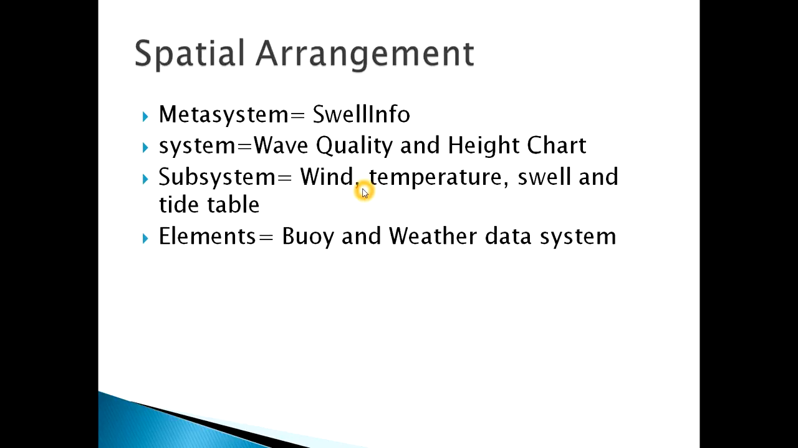SwellInfo is a hierarchical system. The metasystem is SwellInfo itself. Within it includes the system for the wave quality and height chart, which comes from the subsystem with the wind, temperature, swell, and tide tables, and the elements that gather all the data in order to make SwellInfo what it is come from the buoy systems and the National Weather Data System.